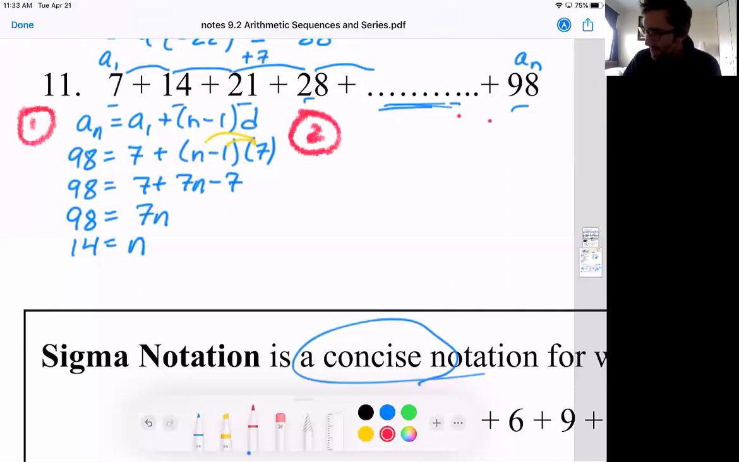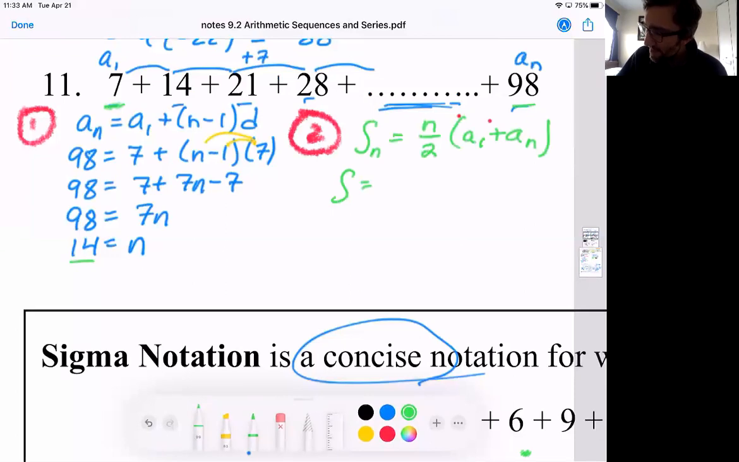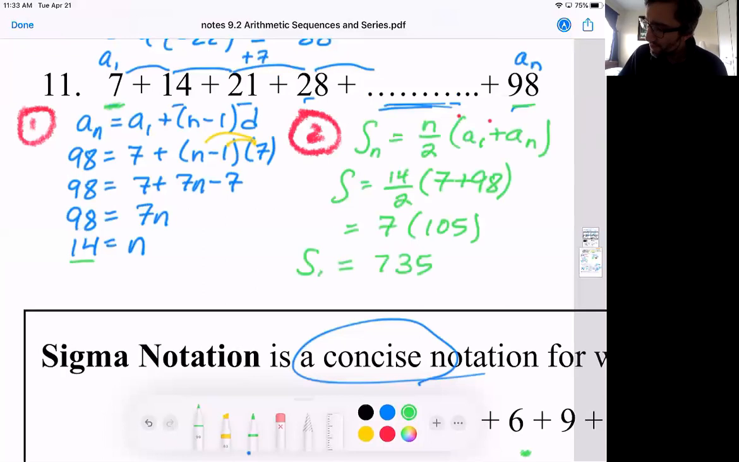So now the second step, we're going to find the sum. To find the sum, I have the first term, the last term, and the number of terms. So I'm going to use that formula S sub n equals n over 2, a sub 1 plus a sub n. So the sum of these terms is there are 14 terms over 2. The first term is 7, and the last term is 98. So that would be 7 times 105. So 735. The sum of these 14 terms is 735.